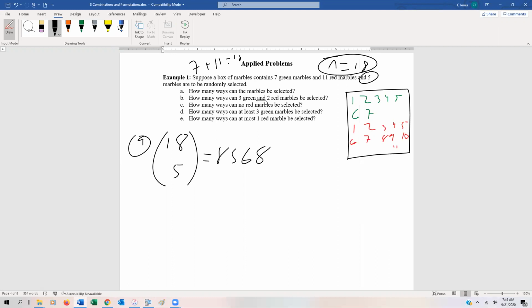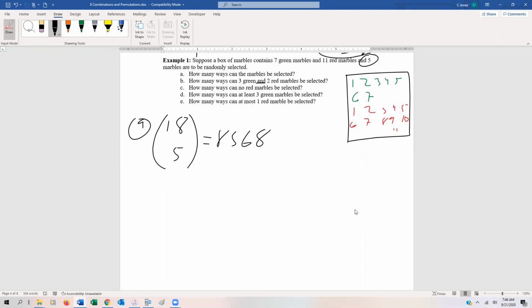How many ways can we pick 3 green and 2 red marbles? So we have this keyword and, and we probably remember that and represents multiplication. Now, 3 green marbles. We want 3 green. Notice that there are a total of 7 green marbles. So there's 7 green, and we want 3. So we're going to have 7 combination 3, and then there's 2 red marbles out of 11 total that we're selecting from. So we have 11 combination 2, and remember, we're going to multiply these numbers together once we get them.